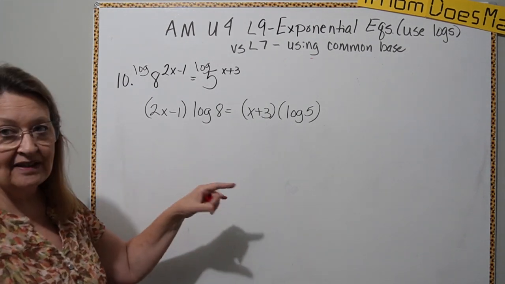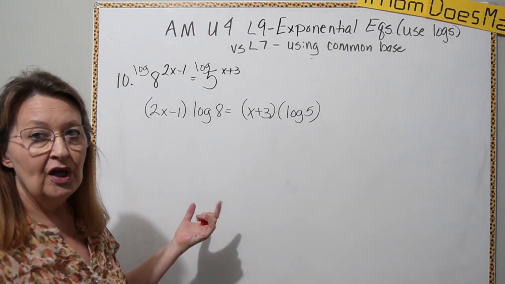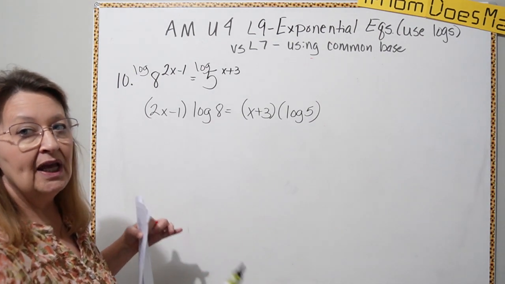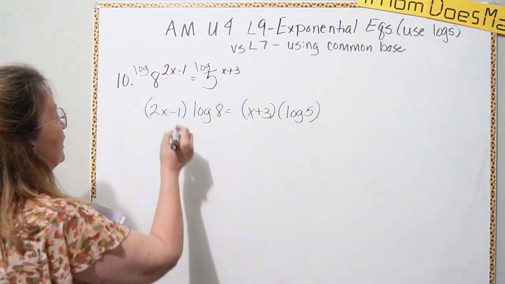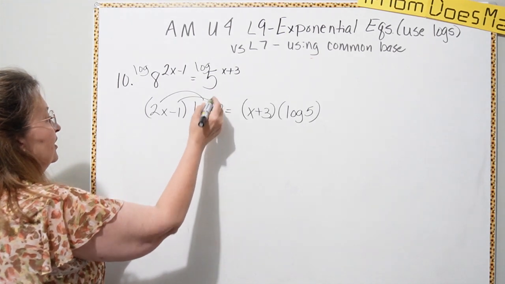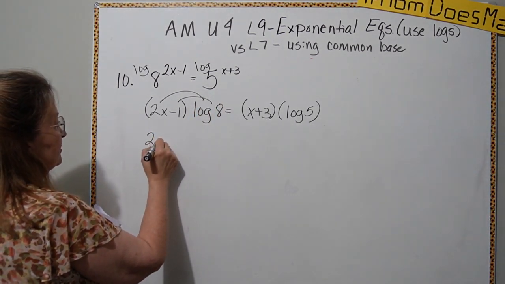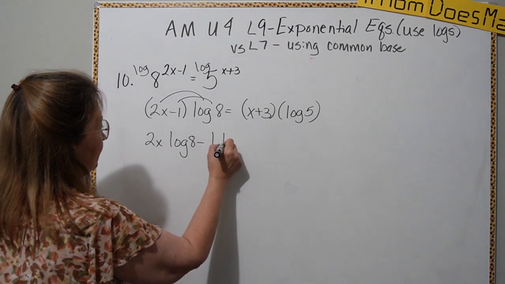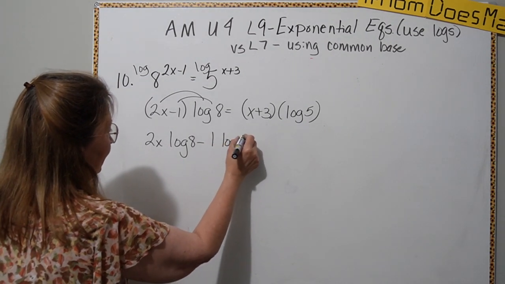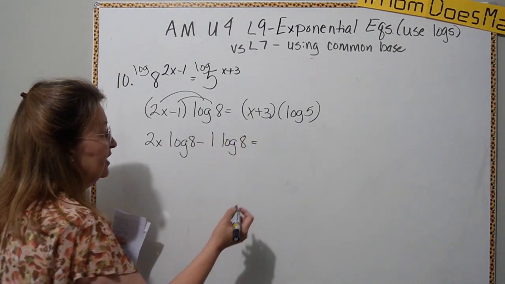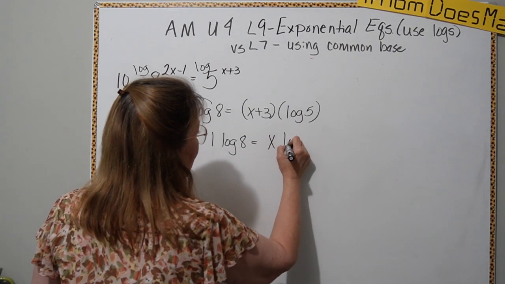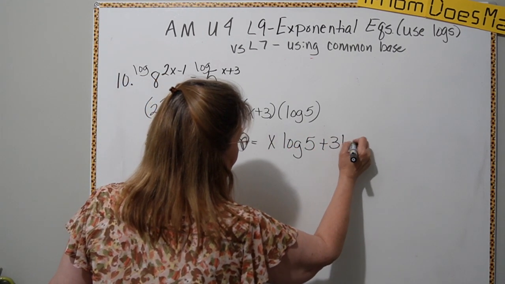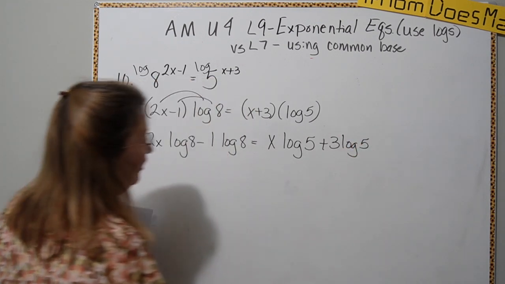Now you see, just like in that other one, we have a binomial here and a binomial here that contains our variable attached to a number. So we're going to have to use the distributive property, first of all, to spread it out, and then we can start getting rid of stuff. So when I use the distributive property here, I'm going to have 2x times log 8 minus 1 log 8 equals, and then the same thing here. So I'm going to have x times log 5 plus 3 times log 5.